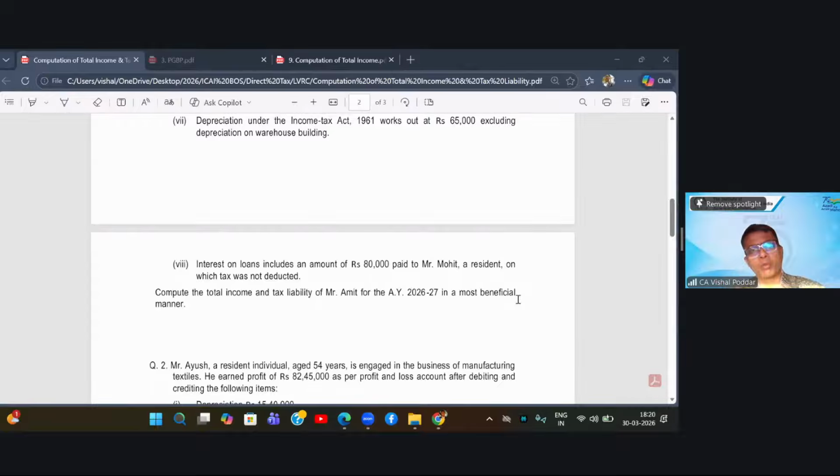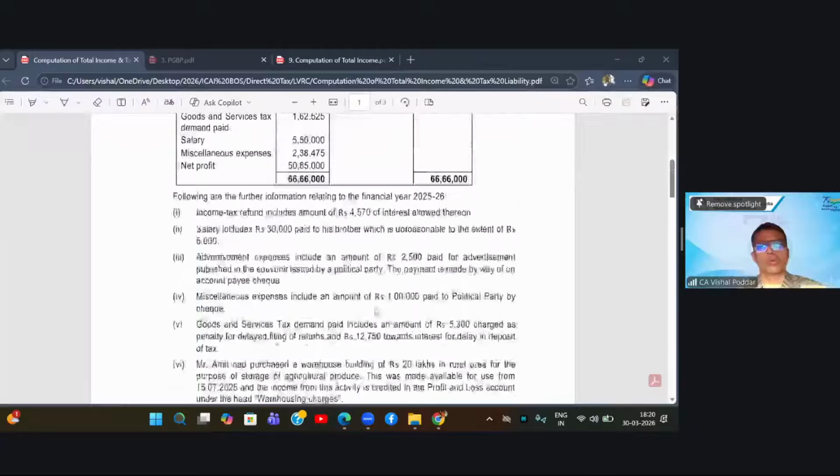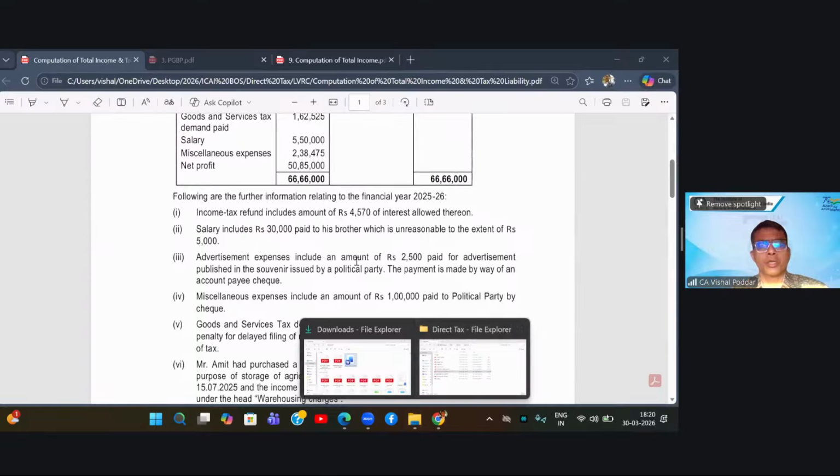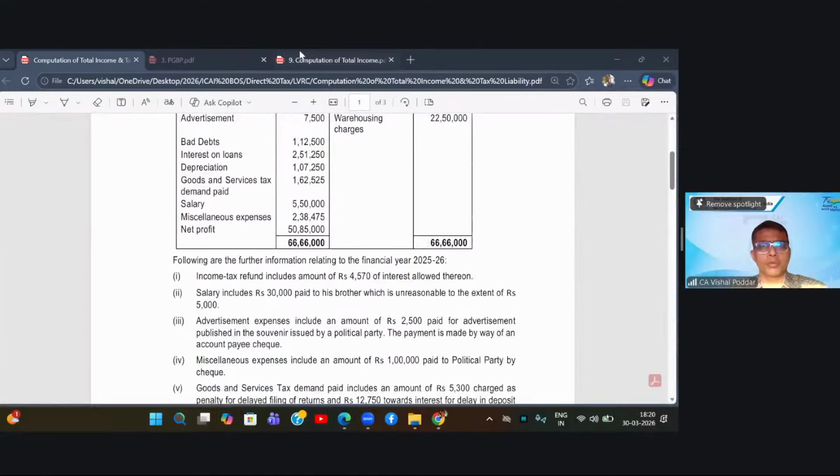Correct? Now when they say most beneficial manner, you have to apply both these schemes, new and old. And in old, you have to also check the AMT applicability. Correct? So let us start doing that. I'll just take a blank page. You may start solving, students. You need not wait for me. Correct? You may start solving at your end. I'll just take a blank page so that I can also start solving along with you.